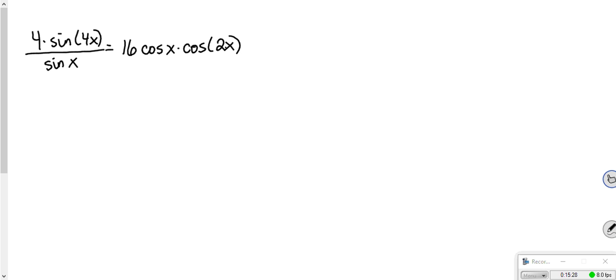So number 12, we have prove the identity: 4 times sine of 4x all over sine x equals 16 times cosine x times cosine 2x. Yuck. Okay, now, first of all, we're going to have to use, once again, the double angle formula for sine. So let me write it up one more time.